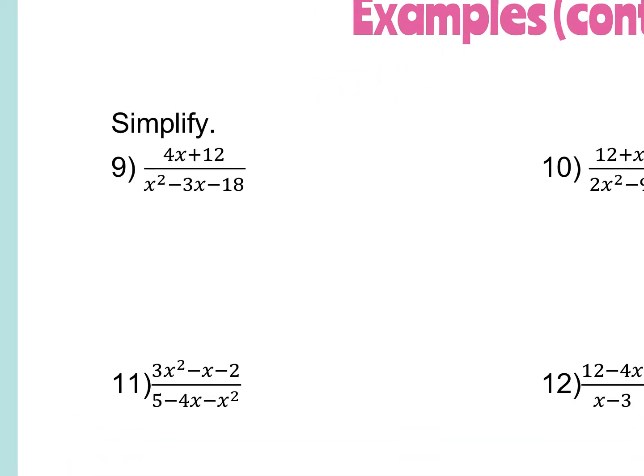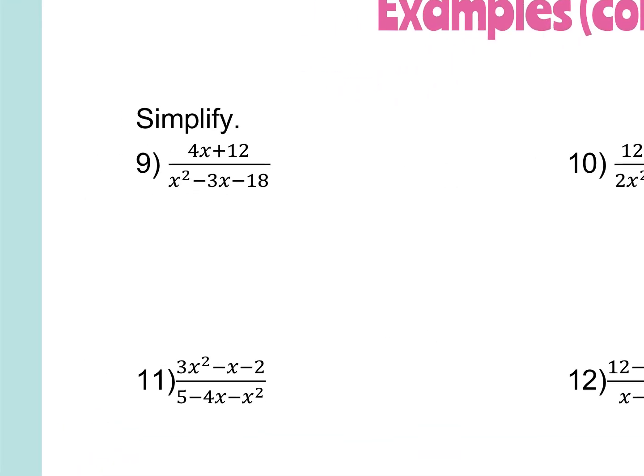Let's try another one. Number 9, I got a binomial and I got a trinomial. For the binomial in the numerator, it's not the difference of 2 squares, it's not a perfect cube, so I'm going to just look for a greatest common factor. And my greatest common factor is going to be 4. So once I divide out a 4 GCF, I'm left with x plus 3. For my denominator, I'm looking for factors of negative 18 that when I combine them give me negative 3. Because the 18 is negative, that tells me my signs will be different, and it's going to be negative 6 times positive 3.